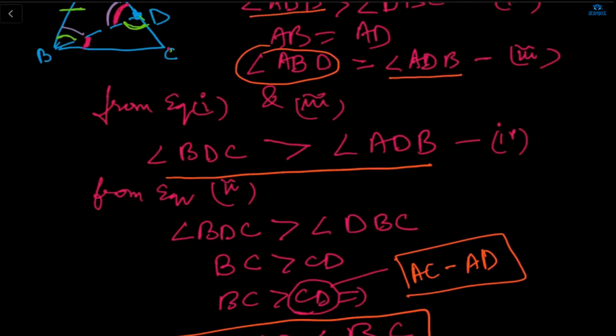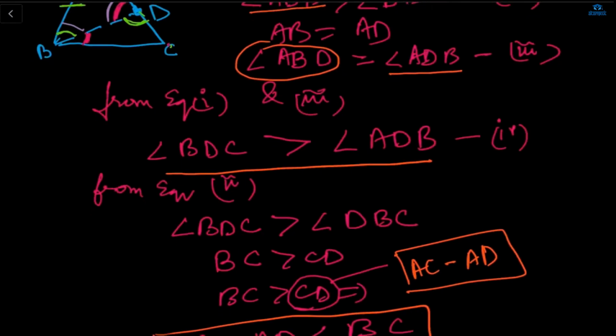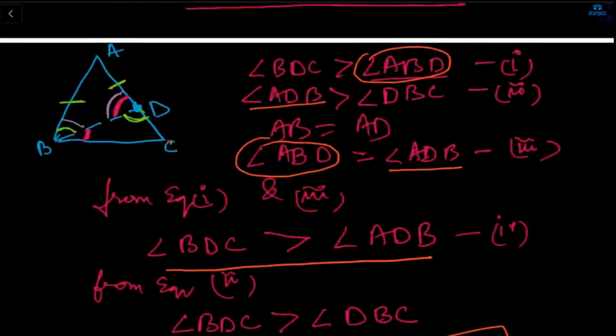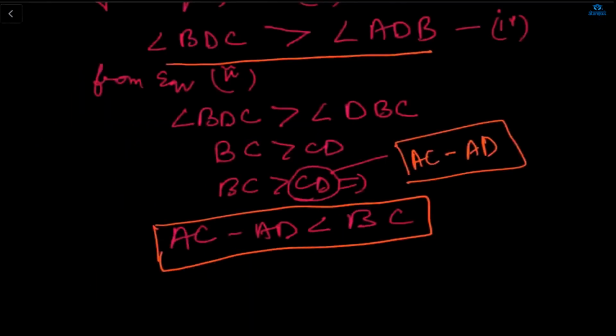Now, the side opposite to the greatest angle will be greater. So BC will be greater than CD. Now CD, if you see from the figure, can be written as AC minus AD. If you remove the AD part from the complete line, you get CD. So that is why I have written AC minus AD is less than BC. Now, any doubt still? No, ma'am, I got it.